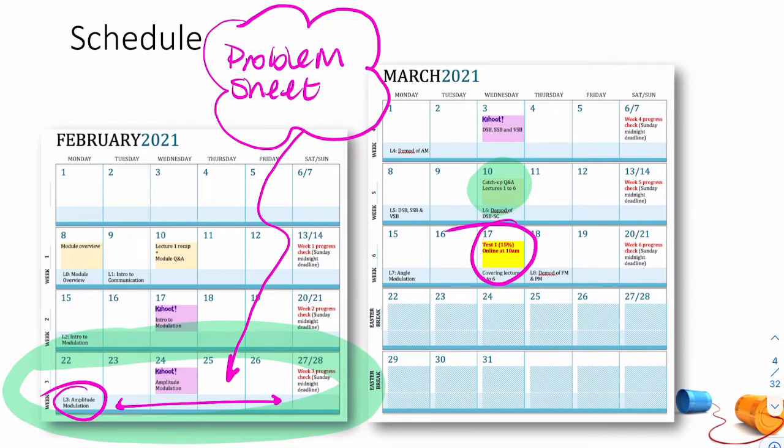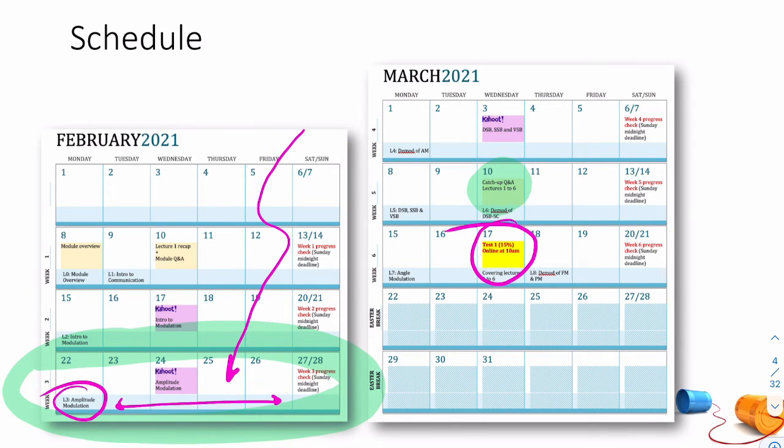Again, I'd just like to remind everybody to do the weekly progress check. So don't leave it until the last minute. Do the weekly progress check as soon as you can. So as soon as you finish listening to this lecture, go to the progress check and answer the question. It's one question, as you know, but you need to have done that by Sunday midnight.